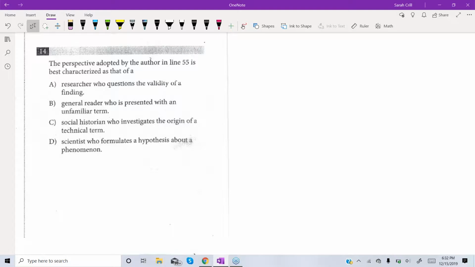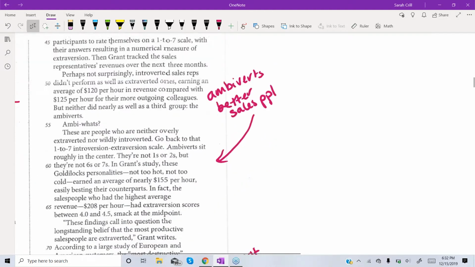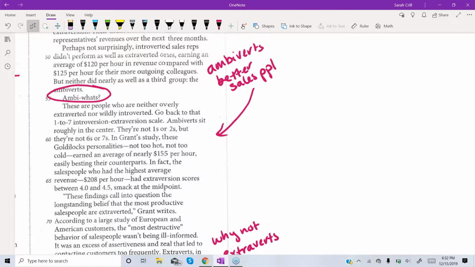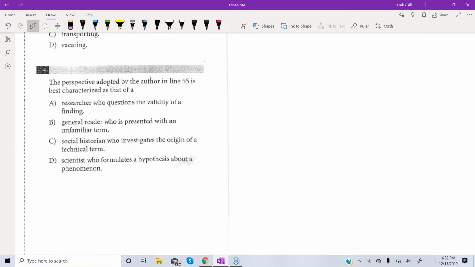This one says, the perspective adopted by the author in line 55 is best characterized as that of a... So on line 55, they say ambi what? So they introduce this random thing that you've never heard before, and then they go on to explain it. But I was kind of surprised when I read the passage that the author had this sort of tone. So that's why they're asking you, the perspective of the author is best characterized as that of a researcher who questions the validity of a finding. That doesn't seem right. B, general reader who is presented with an unfamiliar term. Absolutely. That was my exact response to the ambiverts vocab word or that unfamiliar term.